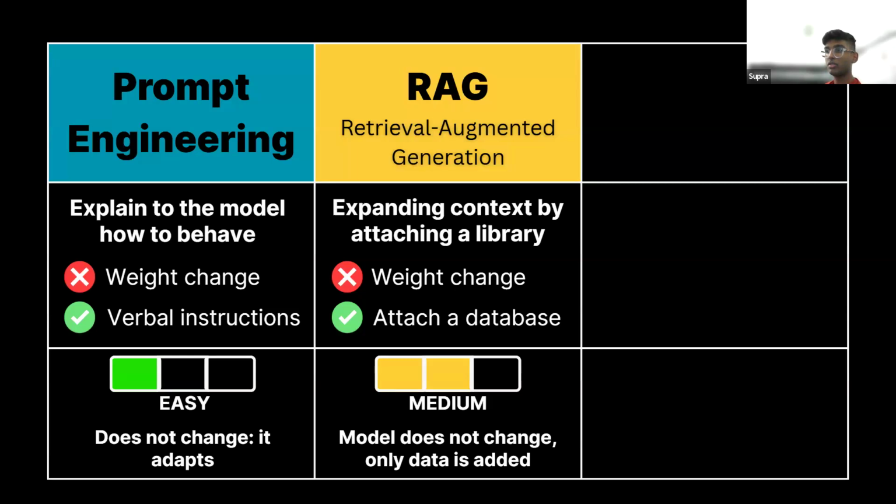RAG and prompt engineering are both very effective, but making an LLM smarter or faster is unlikely without modifying its weights. So as you can see here, there's no weight change for prompt engineering, there's no weight change for RAG. So there's no actual in-depth change within the AI model, like the neural network, happening.